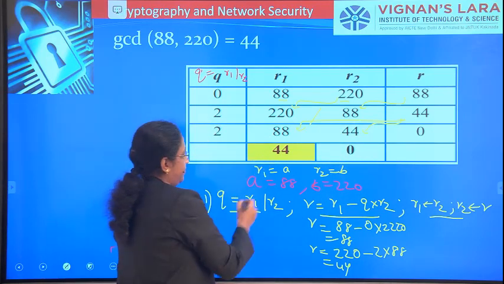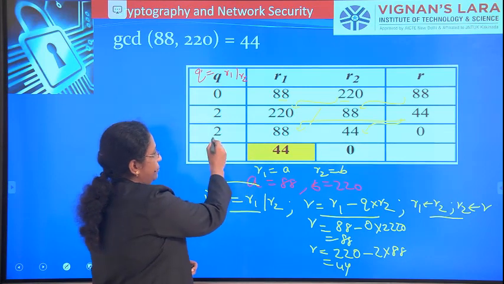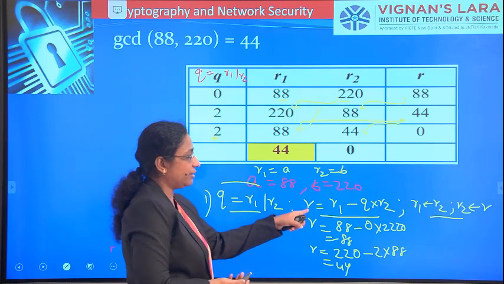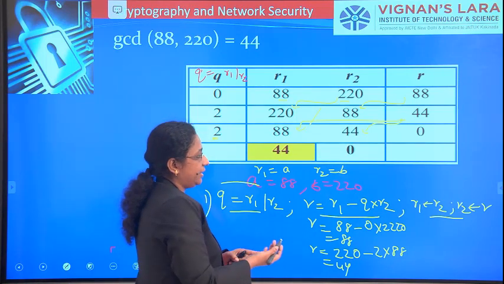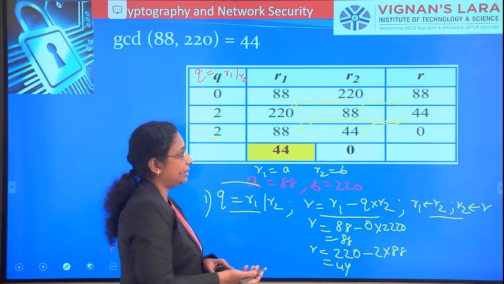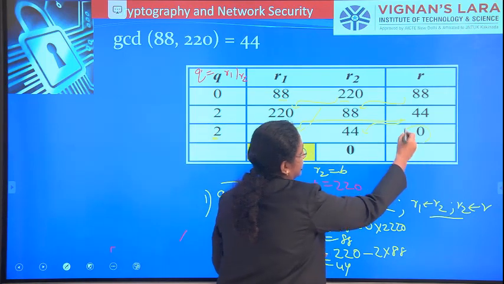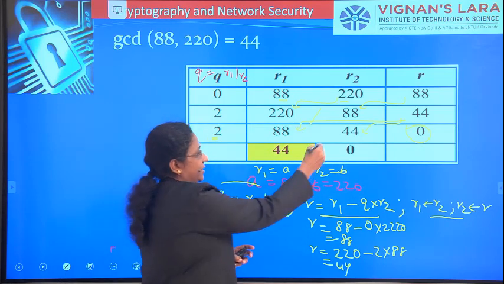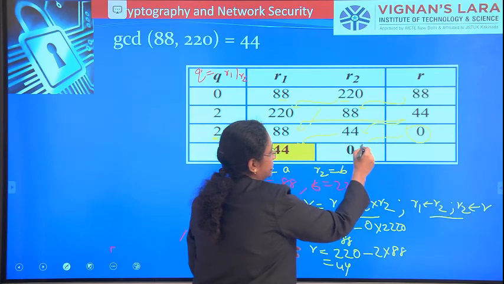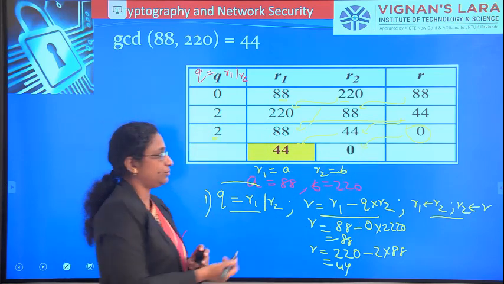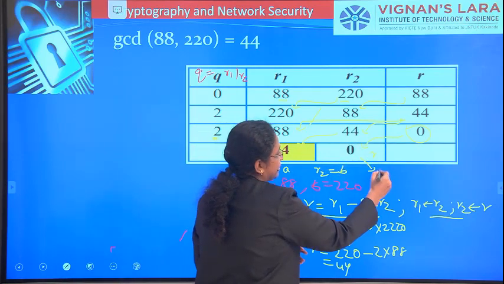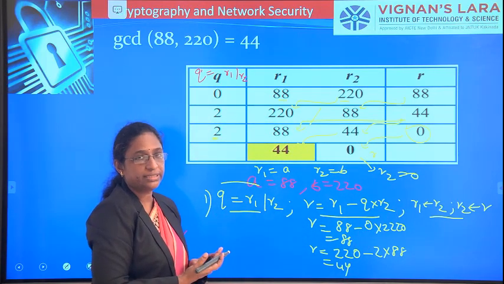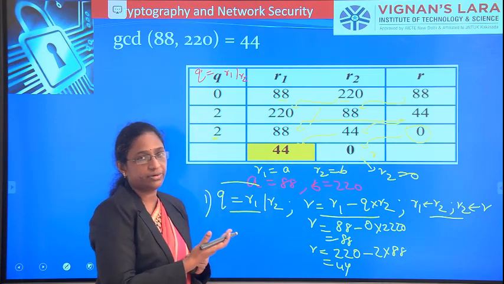Again the same process. Again you calculate the Q value, which will be equal to 2. After that, you calculate your R value, where R equals R1 minus Q into R2. Here we will get 0. Again we do the initialization. Here we can see that R2 is 0. After doing the updation, again we go to the while loop.